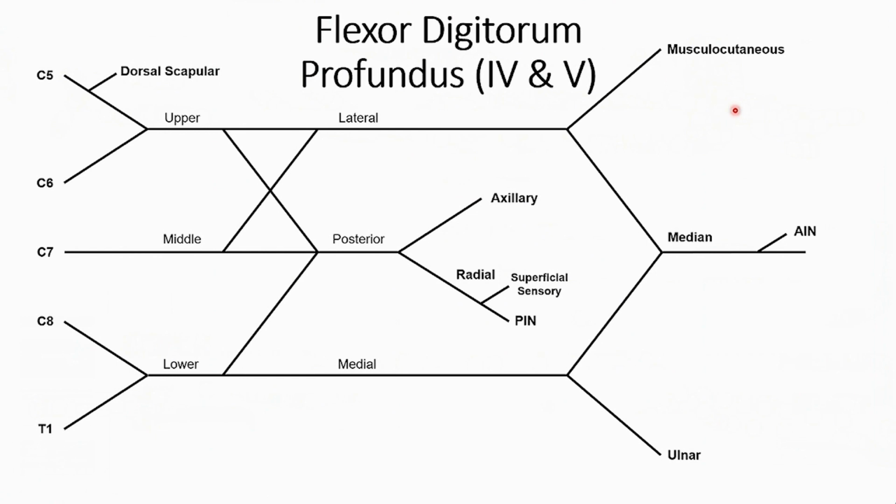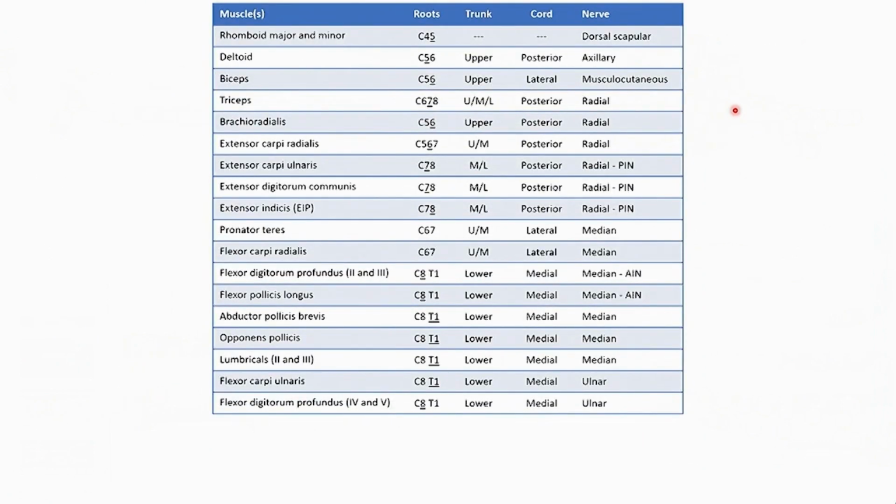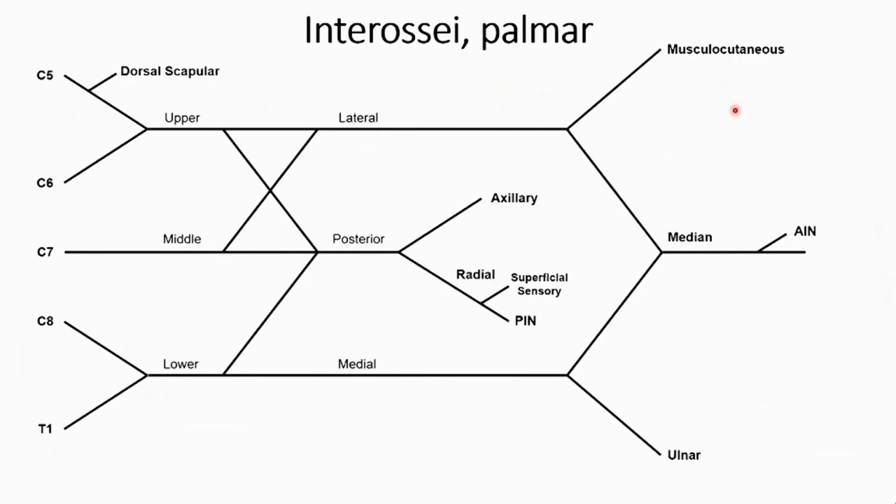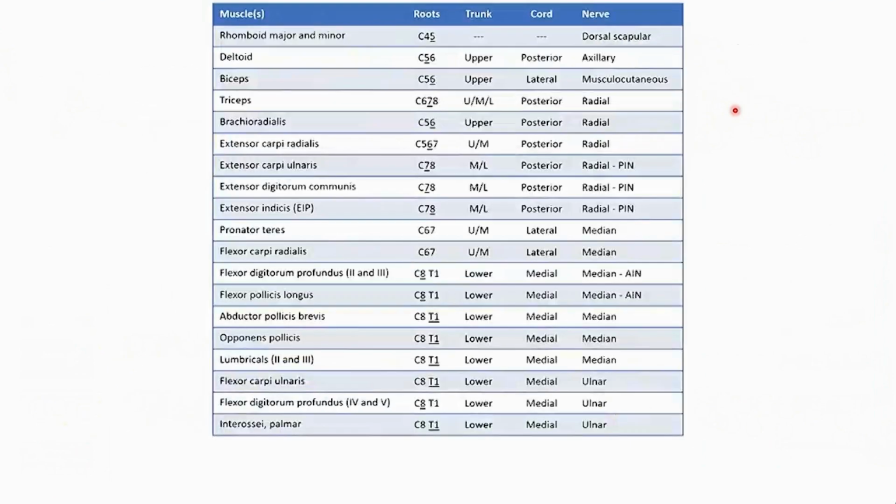Flexor digitorum profundus for the fourth and the fifth digits, C8, T1, lower trunk, medial cord, ulnar nerve. Primarily C8. Interossei, palmar aspect, C8, T1, lower trunk, medial cord, ulnar nerve. Primarily T1.